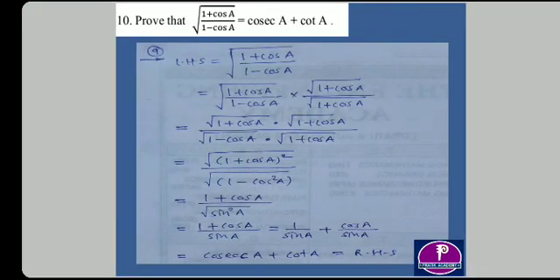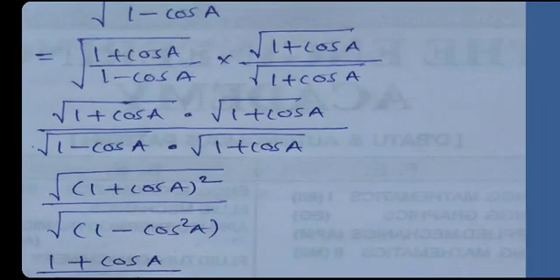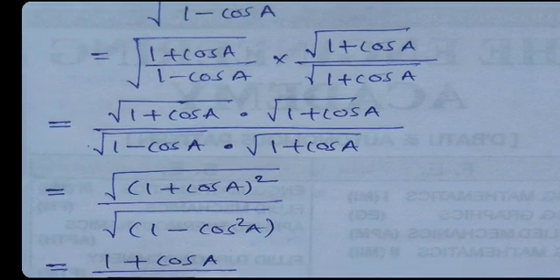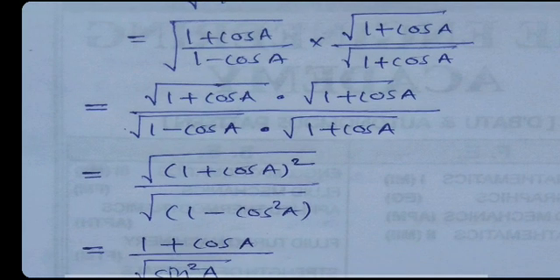Okay, so next is: prove that under root 1 plus cos A upon 1 minus cos A is equal to cosec A plus cot A. So consider again LHS. It is under root 1 plus cos A upon 1 minus cos A. To prove that, we multiply LHS by under root 1 plus cos A and divide by the same. So it becomes in the numerator under root 1 plus cos A into under root 1 plus cos A upon under root 1 minus cos A into under root 1 plus cos A.